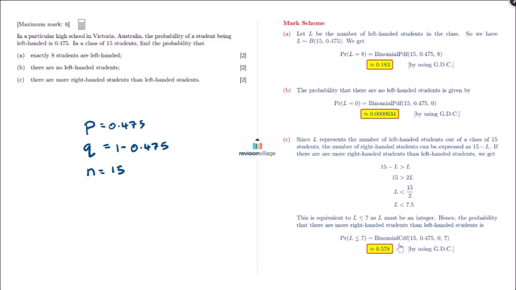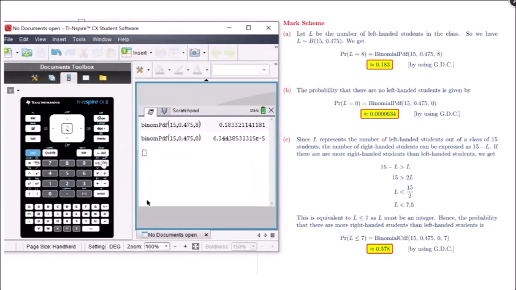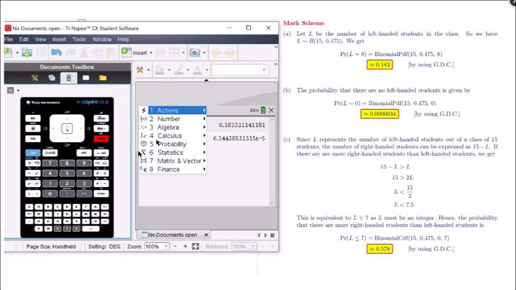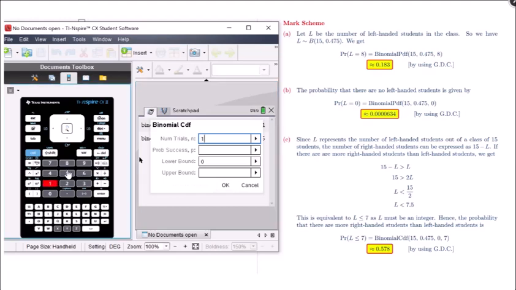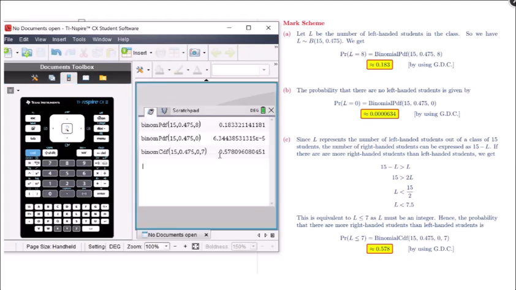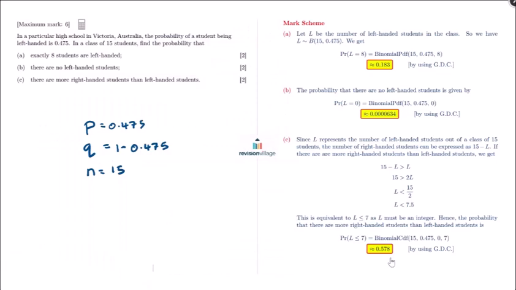Okay, let's go ahead and enter this in our calculator. So we have menu, probability, distributions, and this time we're choosing binomial CDF. Number of trials, again, is 15 students. The probability of success is still 0.475. That's the probability of a left-handed student. Now, our lower bound is 0 and our upper bound is 7. We hit OK and we get this answer here, so 0.578. And that is the answer to part C.